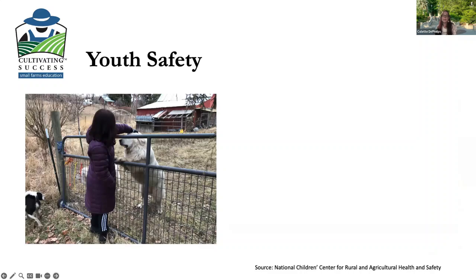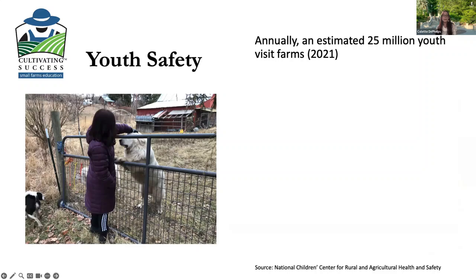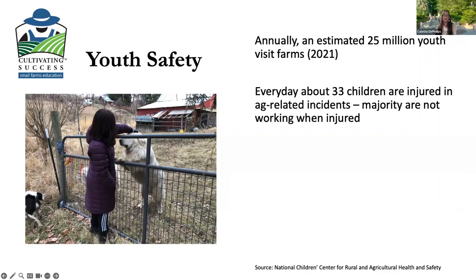In terms of youth specifically, annually, it's estimated that over 25 million youth visit farms. That's an incredible number of kids on farms, which is wonderful. As Jen said, coming to a farm is a great educational opportunity, and it's a great way to build support for agriculture and lifelong learning around agriculture. But every day, about 33 children are injured in ag-related incidents, and about 3 children die from ag-related injuries. And the majority of the injuries that are happening are not related to a child working on the farm.